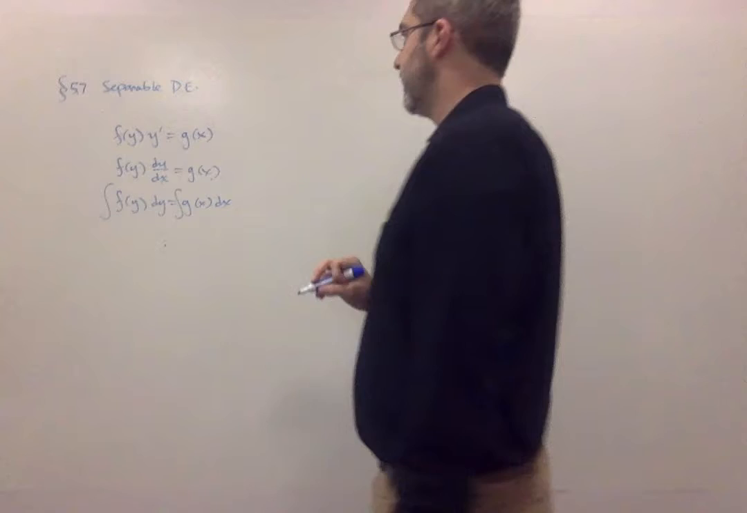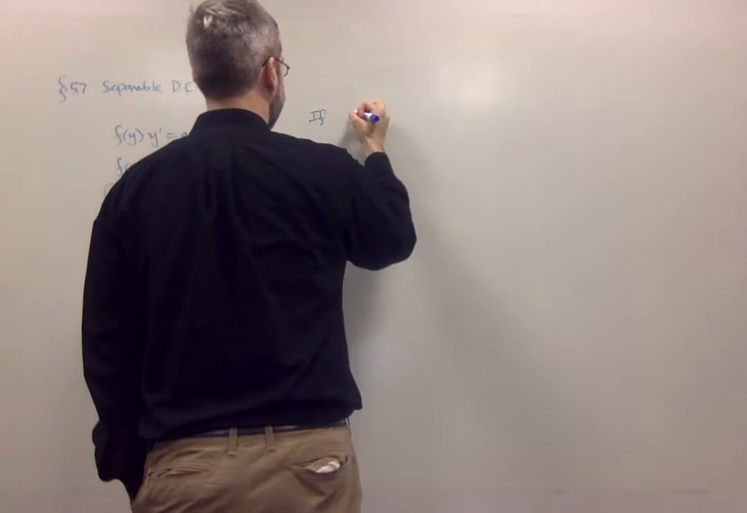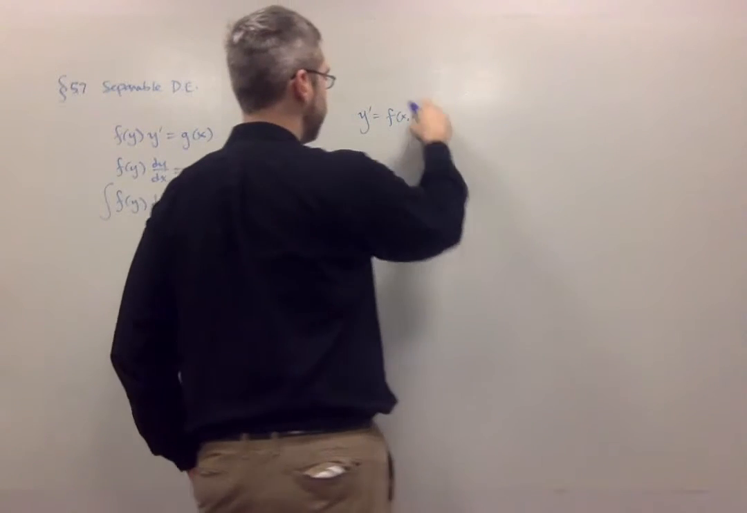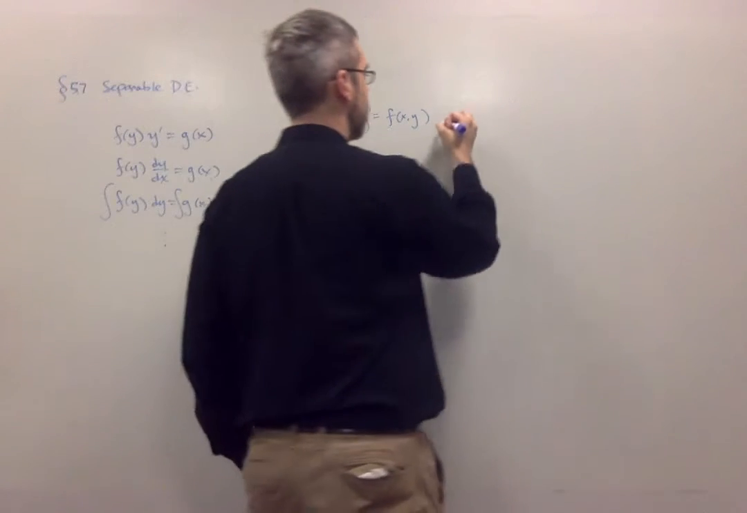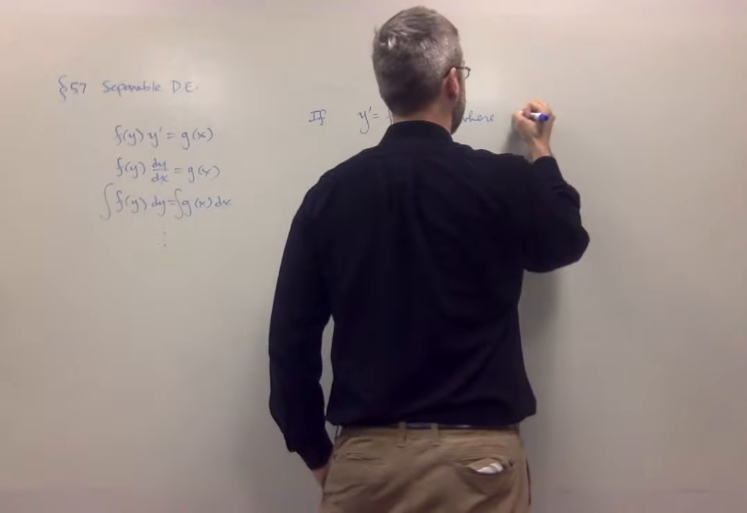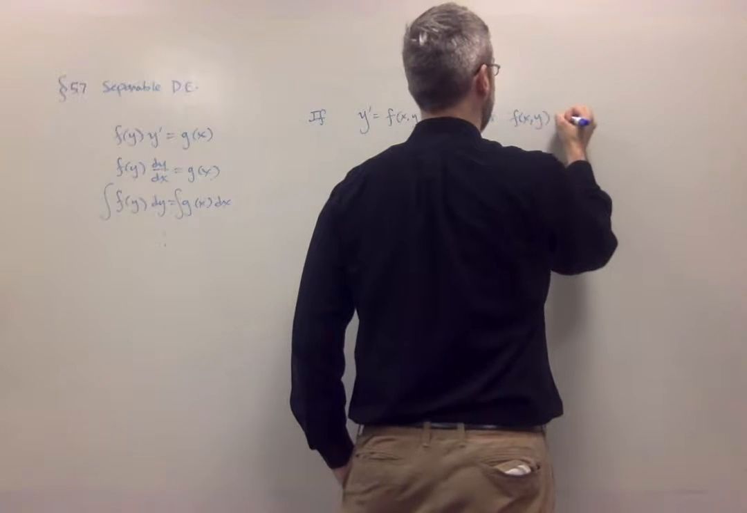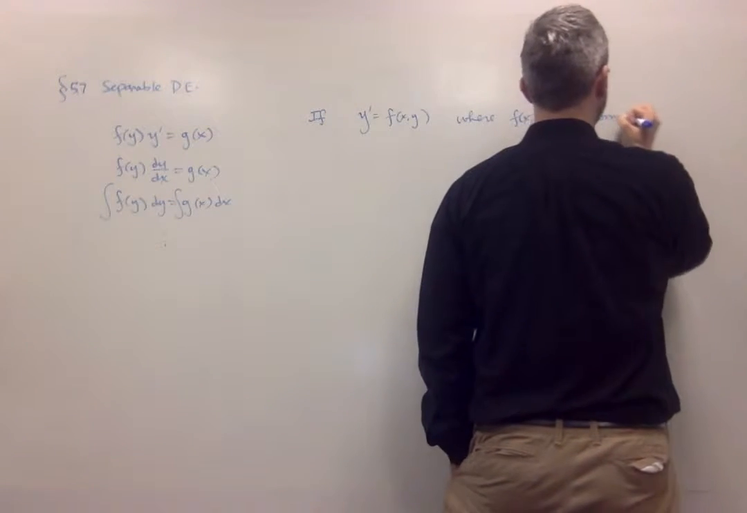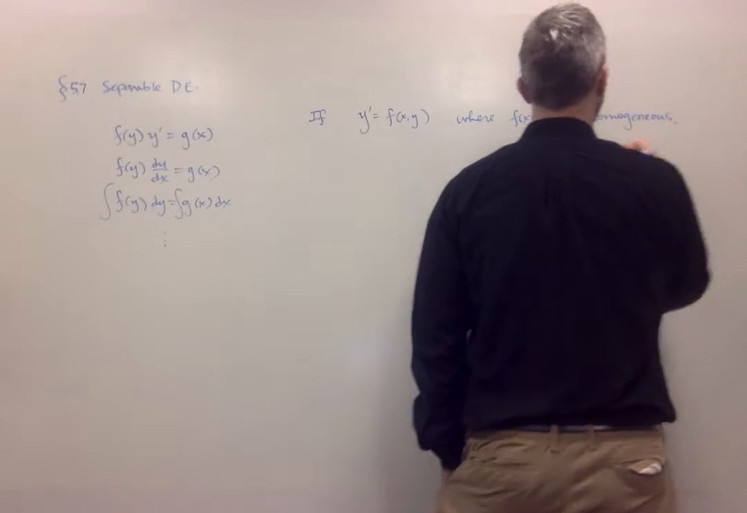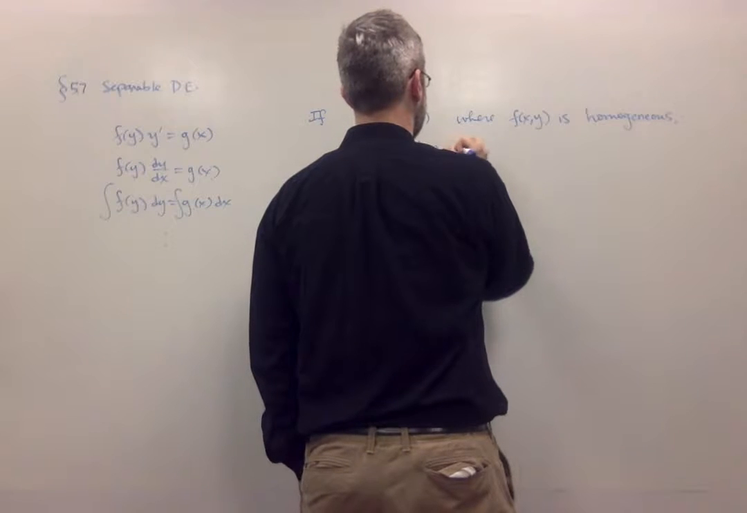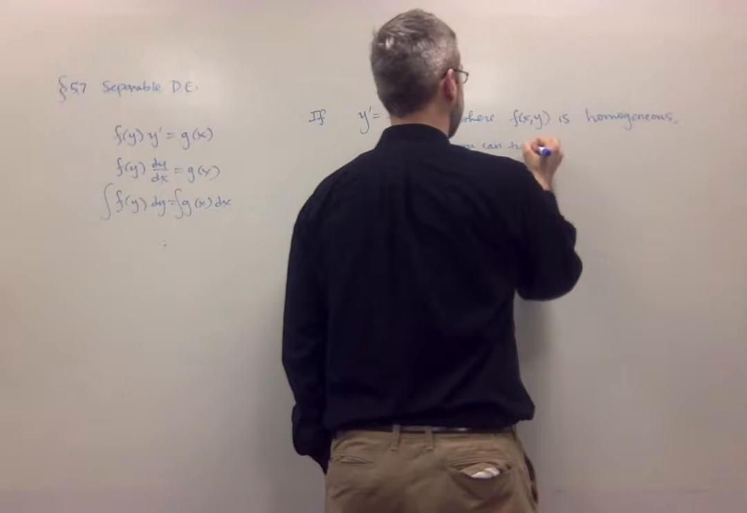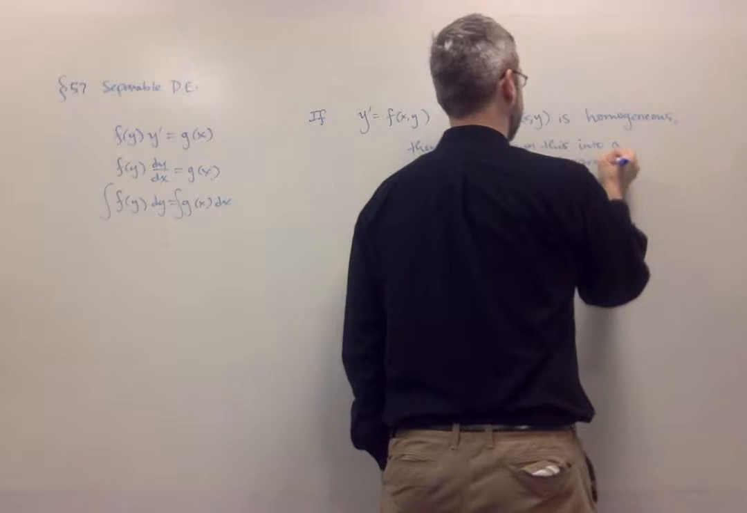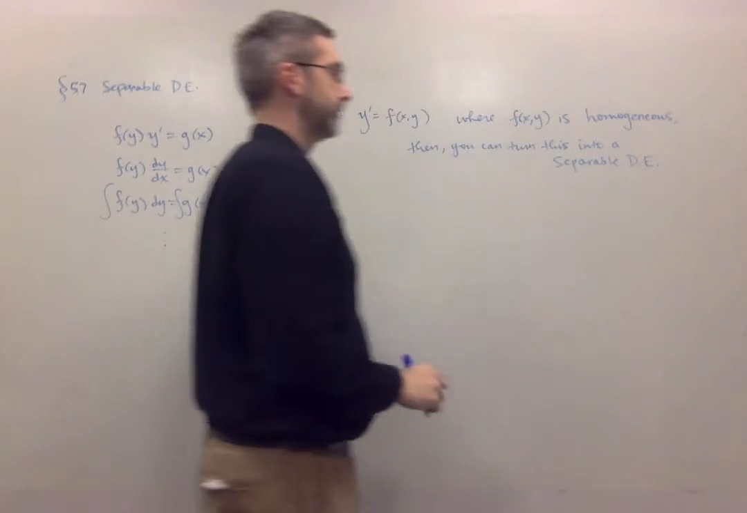So it turns out that if you have a differential equation that's of the form y prime equals f of some function of both x and y, where f of x, y is what we're going to call homogeneous, and I need to define what that means, then you can turn this into a separable differential equation, okay? So the idea here, I'll give you a minute to write.